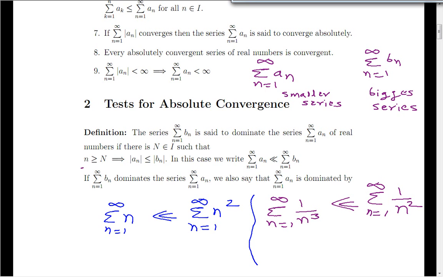What does this relation mean? This relation means that except for a few finite terms, all terms of the series bn have absolute value greater than or equal to the corresponding absolute values of the series an. Okay.